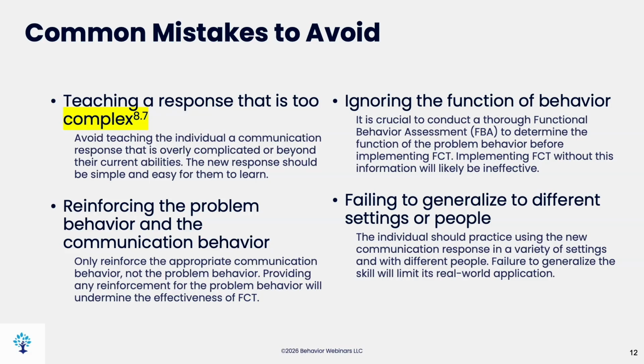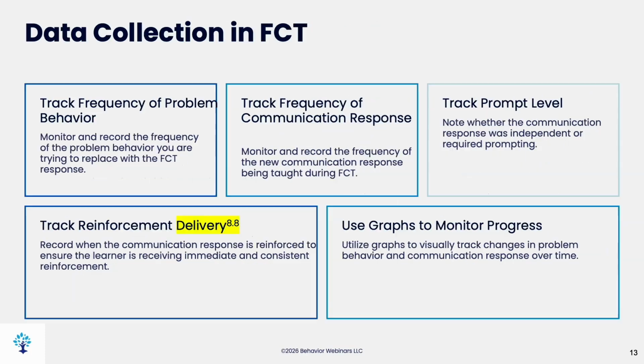want access to. Reinforcing the problem behavior and the communication behavior that happens is supposed to be on full extinction. You want to not reinforce problem behavior anymore so that replacement behavior does increase. Ignoring the function or being wrong about the function and then failing to generalize to different settings or people is a huge one. Everybody has to understand when the person does it, and that's what's kind of hard about sign. If they're in the community and ask for something, will someone understand? If you're going to use sign, everybody who might care needs to understand their sign language.